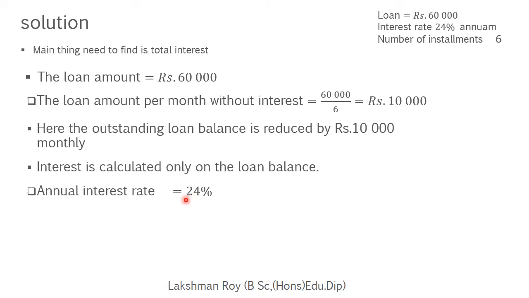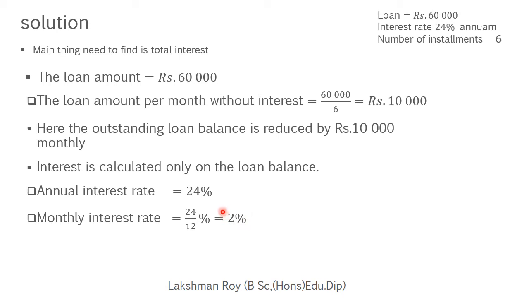24%. So the annual interest rate, yearly, is 24%. You can calculate that into monthly. How? The monthly interest rate: 24% annually means you can divide it by 12 because a year has 12 months. Then 24 divided by 12, you easily get 2%. So 2% is the monthly interest rate.